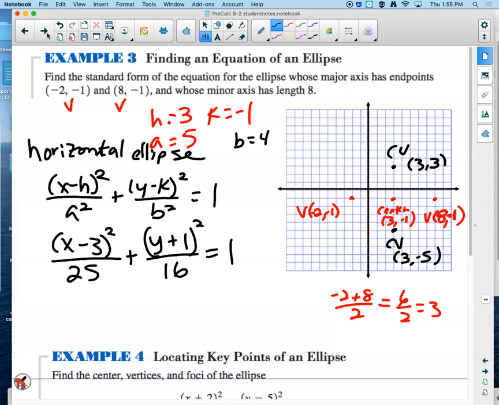Find the standard form of the equation for an ellipse whose major axis has endpoints at those two ordered pairs and whose minor axis has a length of 8. And then I probably wouldn't be able to help myself.